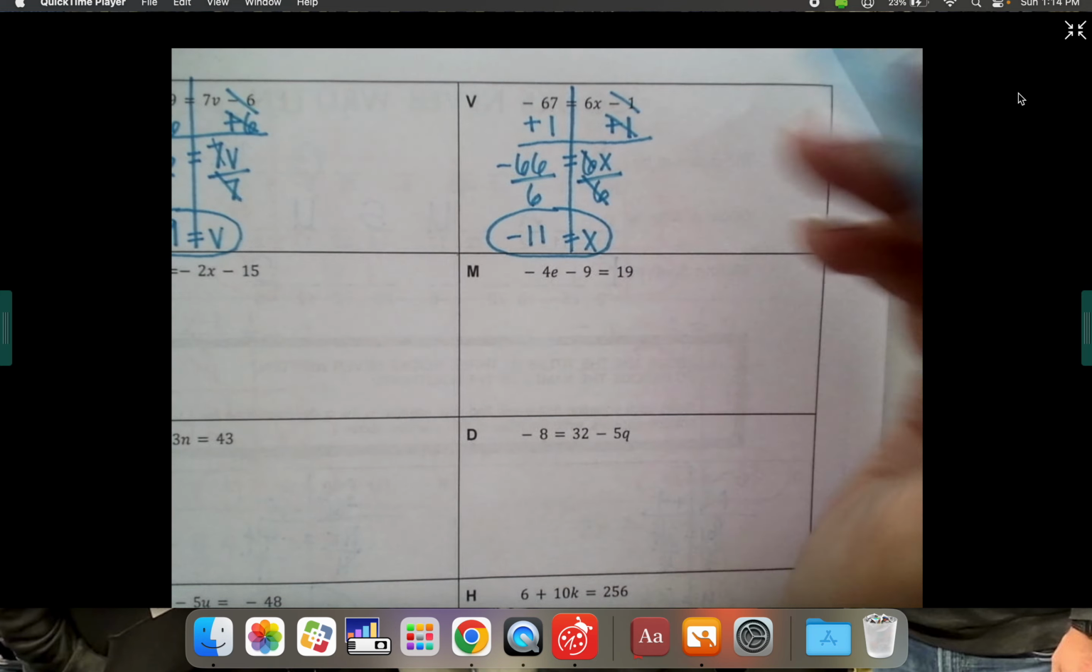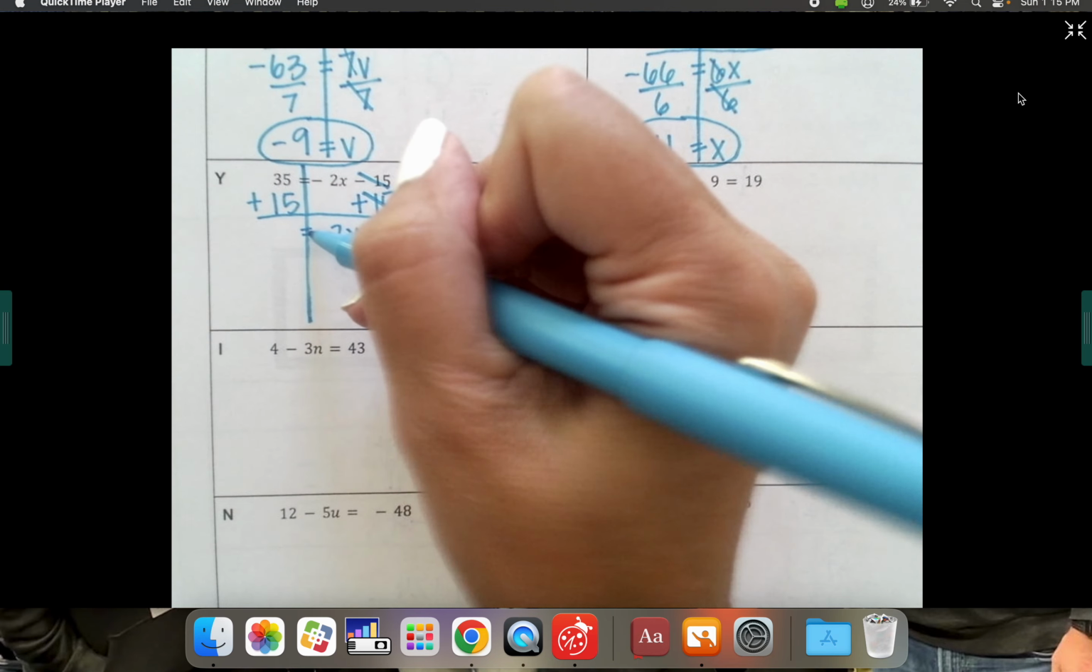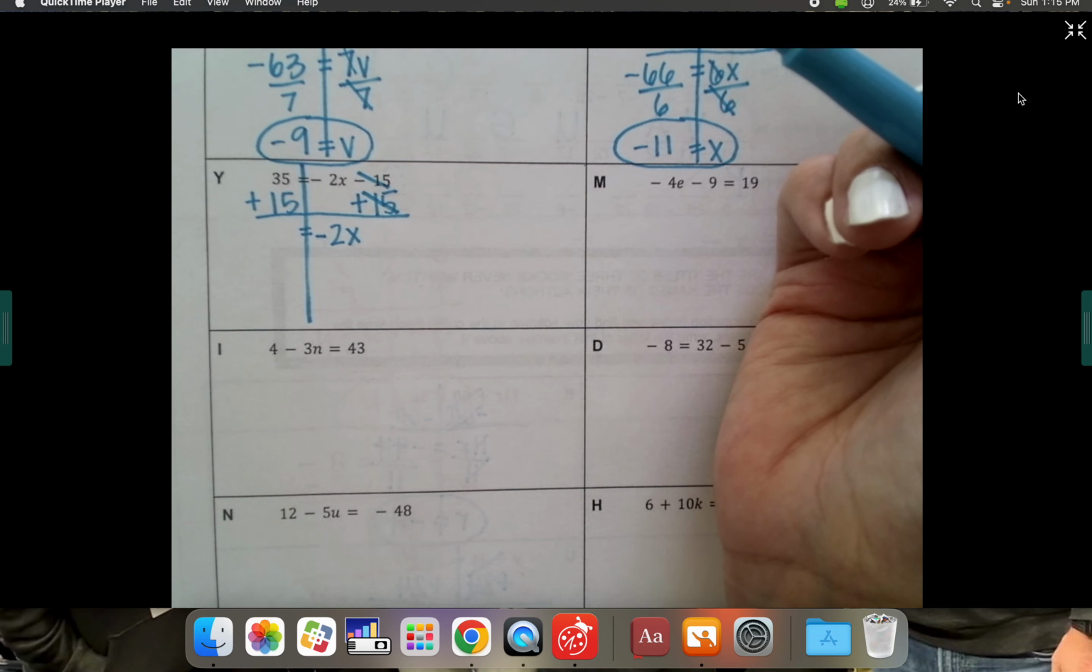Okay, it's fine. Letter Y. We're ready for Y. Keep the coefficient and variable together. Get rid of the constant, which is -15. So to do the opposite of that, we're going to add 15 on both sides. Cancel them out because they equal 0. Bring down my -2x. That minus in front of it has to go with it. And then over here, we're going to do the math. 35 plus 15 is 50.